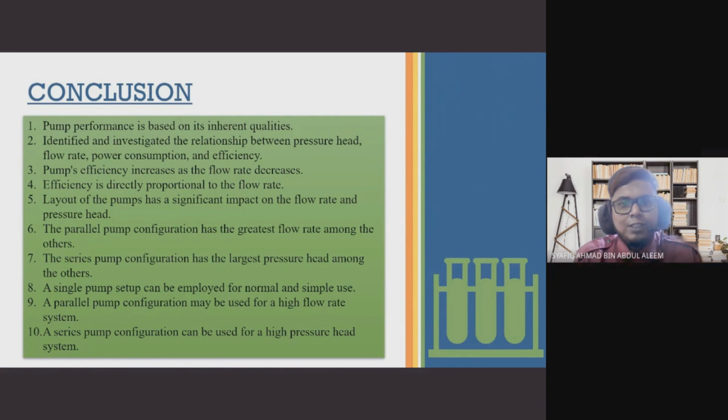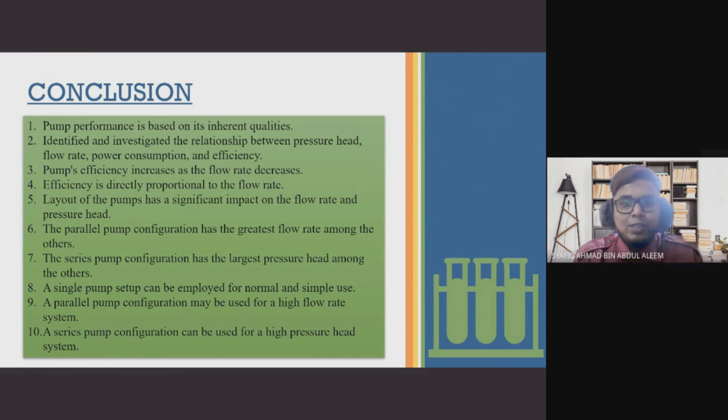As a result of this experiment, we can conclude that the pump performance is based on its inherent qualities as well as instrumentation and design approaches. From this experiment, we also identified and investigated the relationship between pressure head, flow rate, power consumption, and efficiency. Furthermore, the data on pump performance for single, series, and parallel pump configurations were explored.